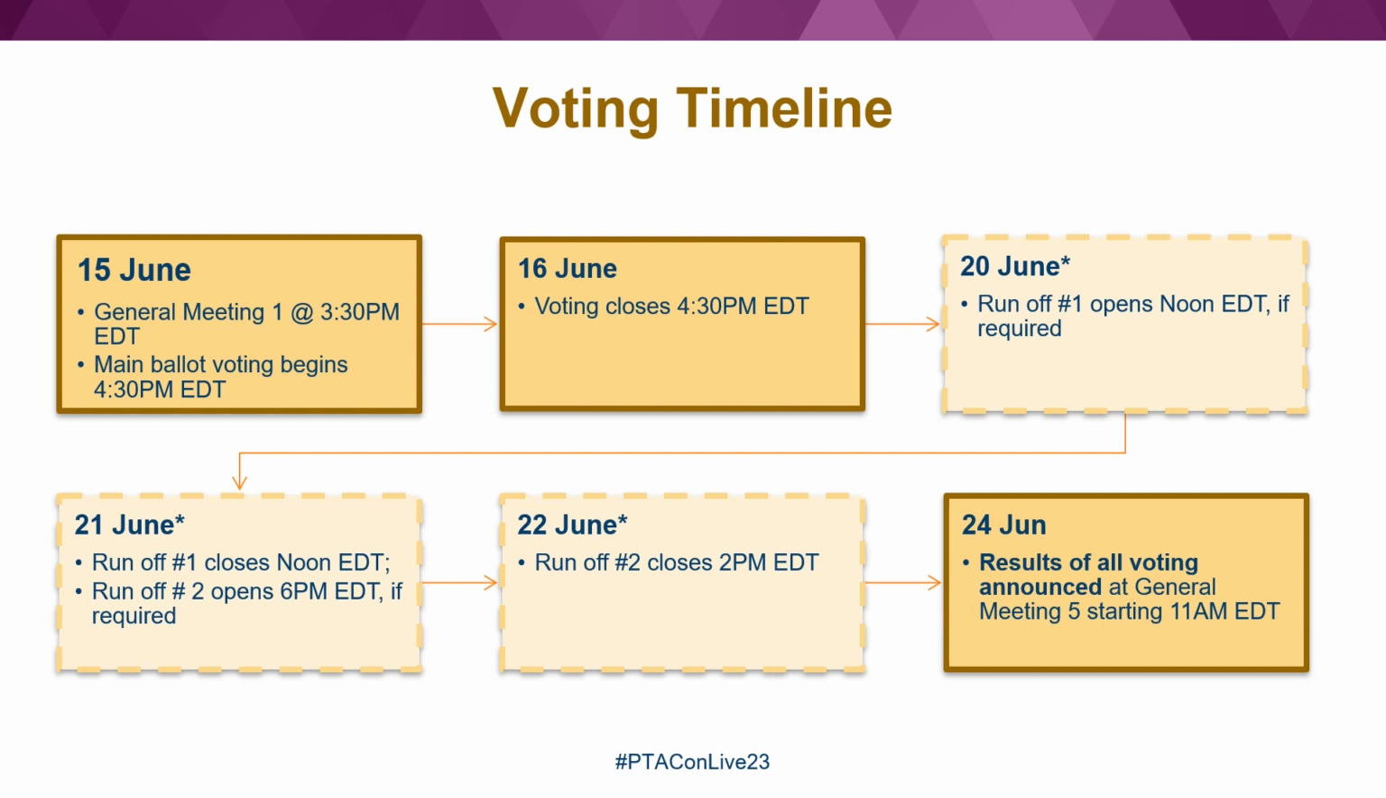If the election is still not complete when the first runoff balloting is done at noon Eastern on June 21st, a second runoff will begin on June 21st at 6 p.m. Eastern, with the candidate with the least votes in runoff 1 dropped from the second runoff ballot. The second runoff will close at 2 p.m. Eastern on June 22nd.